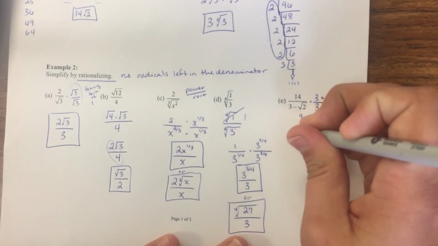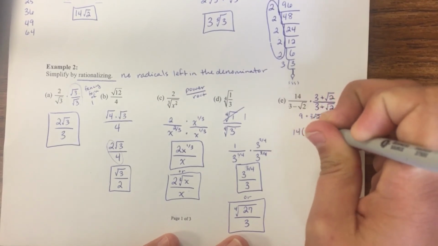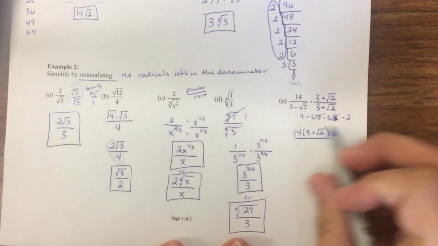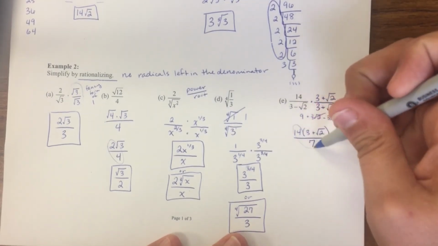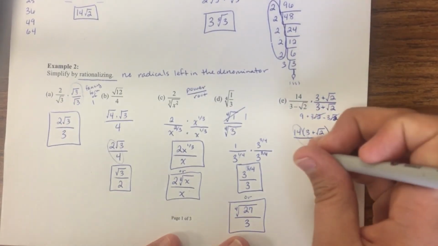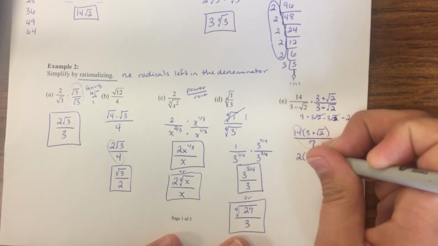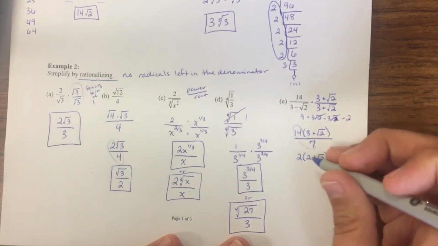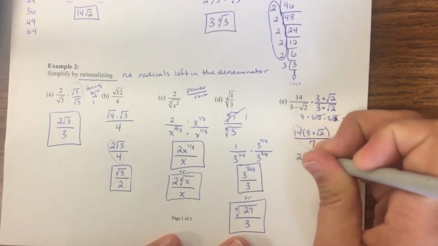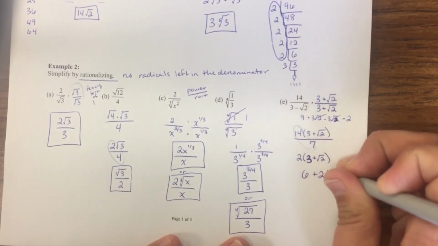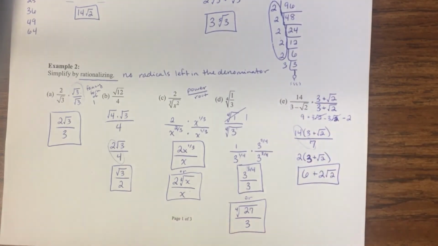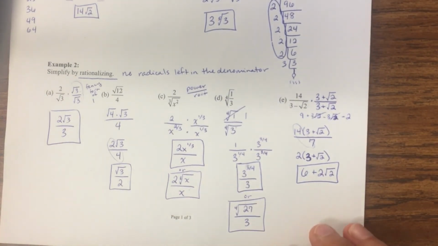Okay? So on the top, I've got 14 times 3 plus the square root of 2. My denominator is now 7. Well, I can divide 14 and 7. That's 2. So this is now 2 times 3 plus the square root of 2. Sorry, this should be a 3. 2 times 3 plus the square root of 2. So this is really 6 plus 2 square roots of 2. And that's rationalizing using a conjugate. So hopefully rationalizing is a technique that you already know how to apply, but if you didn't, hopefully this helps.